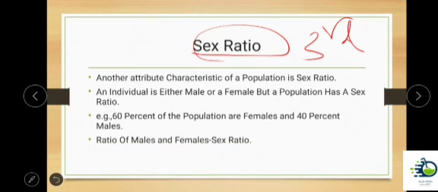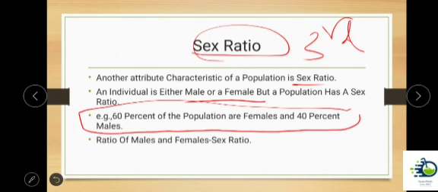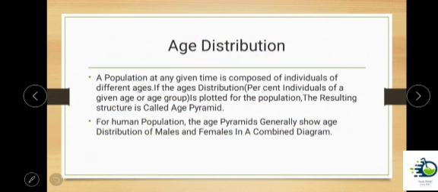Now, another attribute is sex ratio, as an individual is either male or female. Example: in a population there are 60% females and 40% males. The ratio of males and females is called the sex ratio. Now let us discuss age distribution.